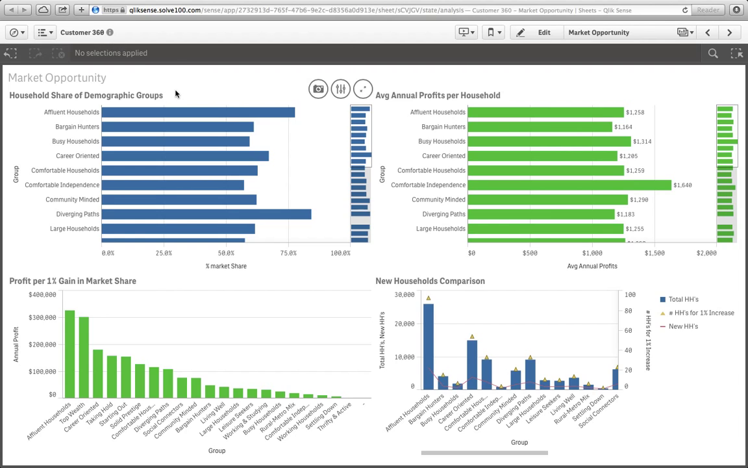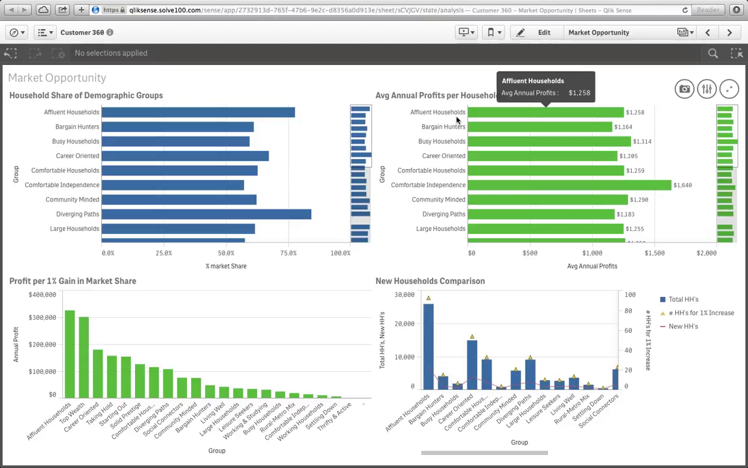This market opportunity sheet tells us what our market share is already for each kind of customer group, or rather demographic group. It also shows us the annual profits per household for each of those demographic groups. Now remember, this average annual profit per household for this demographic group is spread across all of our profit groups.